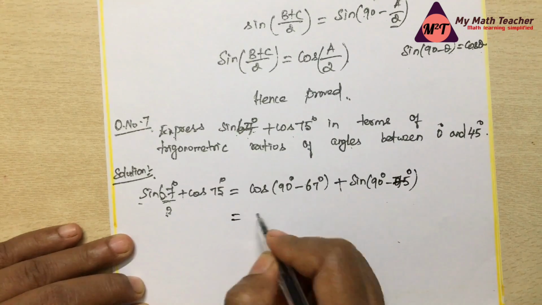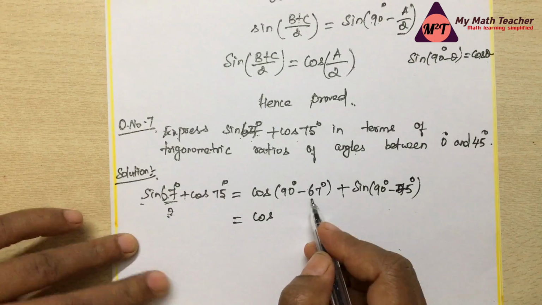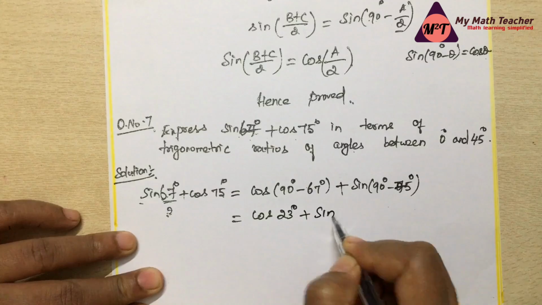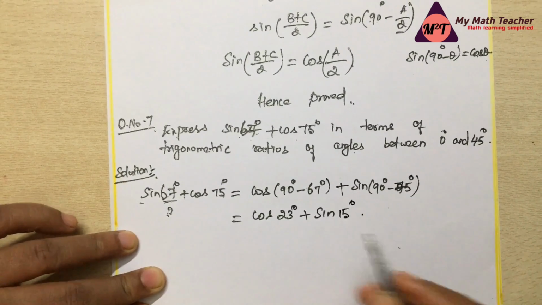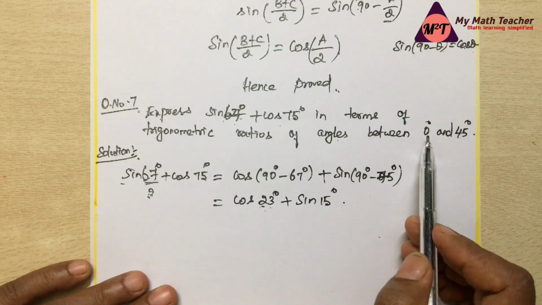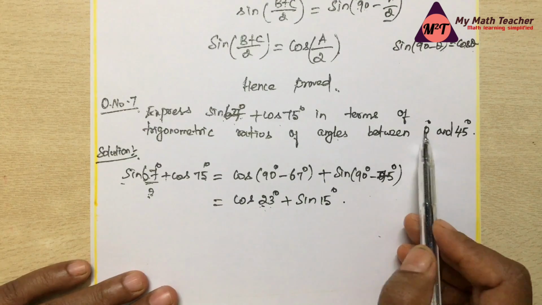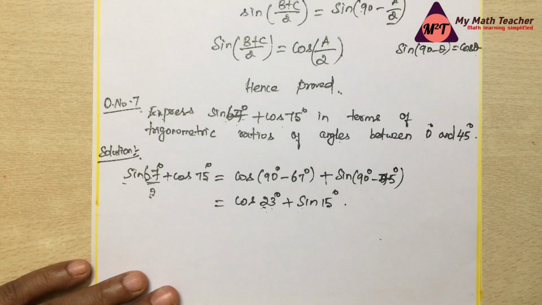Now this is cos(90 minus 67), which is equal to cos 23 degrees, plus sine(90 minus 75), which is sine 15 degrees. So this is the answer. Now you can check, 23 degrees: is it between 0 and 45? Yes, it is between these two numbers. Now sine 15 is also between these two numbers.